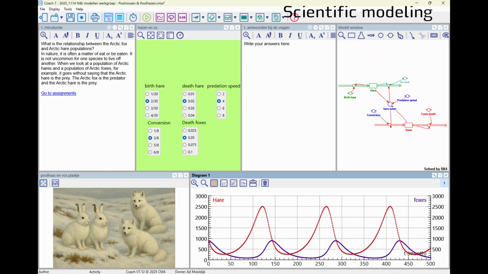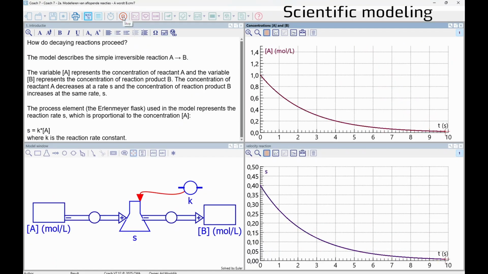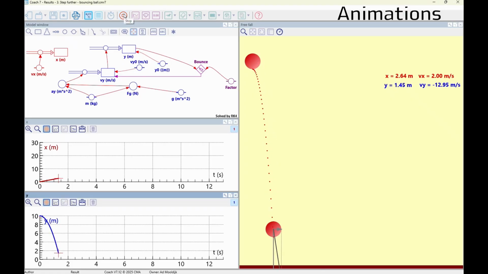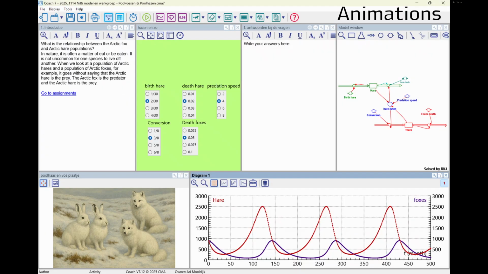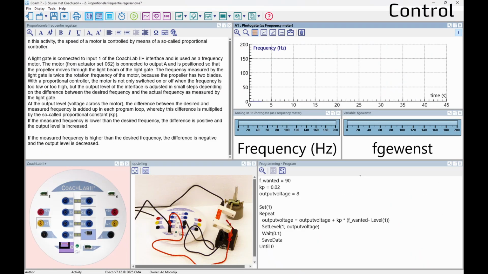In the modeling mode, you can integrate experimental data and compare model and experiment. You can make animations for controlling parameters in a model or show the data of a model or experiment in another way. Coach also has a control environment.